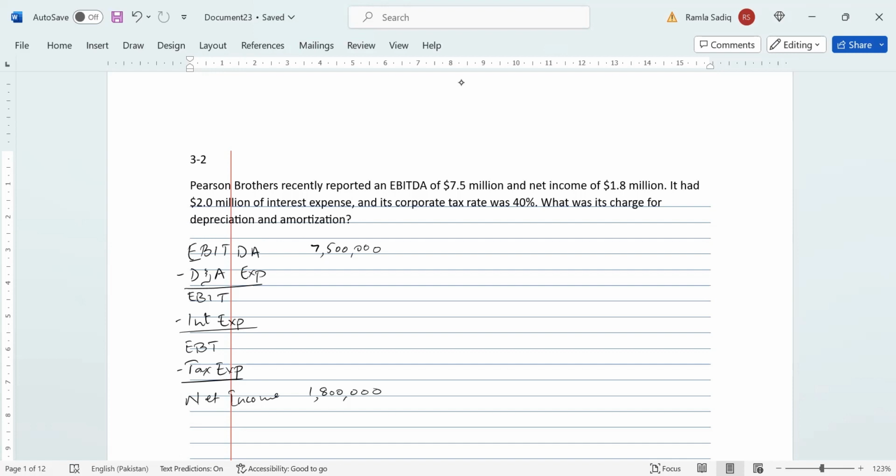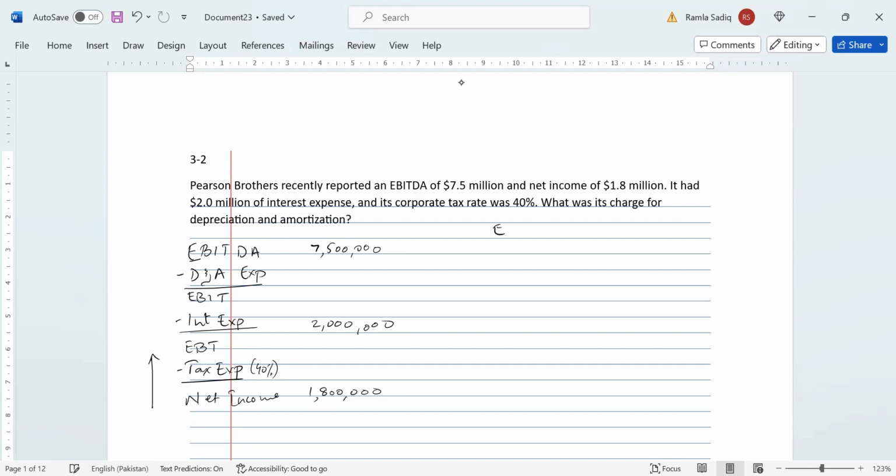It had $2 million of interest expense. We've got 2 million in interest expense over here. And we have a corporate tax rate of 40%. I'm going to write a 40% in front of this so we know what to calculate with. And now we're going to take this step by step, going backwards. Remember, we're going from the bottom up in order to calculate the relevant number, which is what was its charge for depreciation and amortization. So going backwards, we want to first calculate EBT.